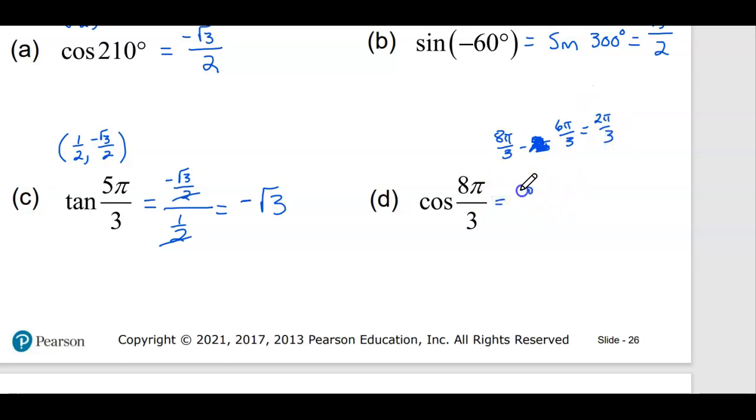So this is going to be the same thing as cosine of 2 pi thirds, which is now inside my unit circle. So if we look for 2 pi thirds, that's the same thing as 120 degrees. That coordinate is negative 1/2 and square root of 3 over 2. We want the cosine of that, which is the x value, so that's negative 1/2.